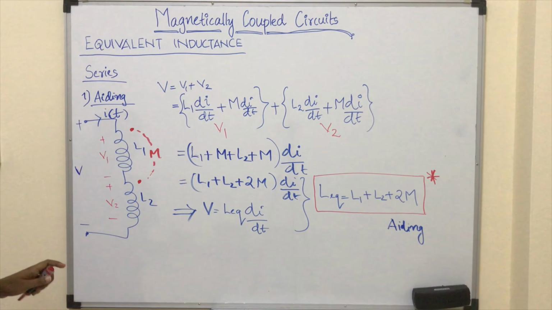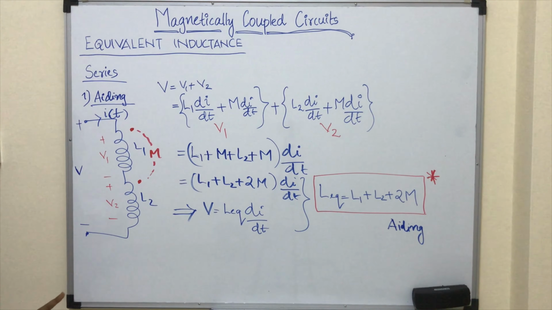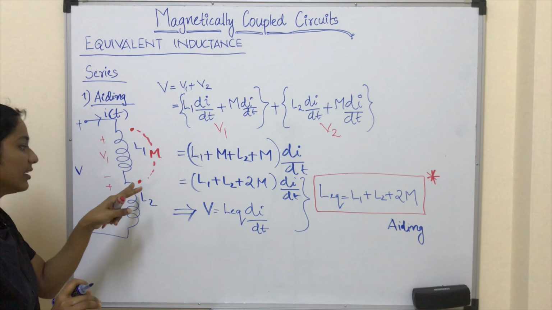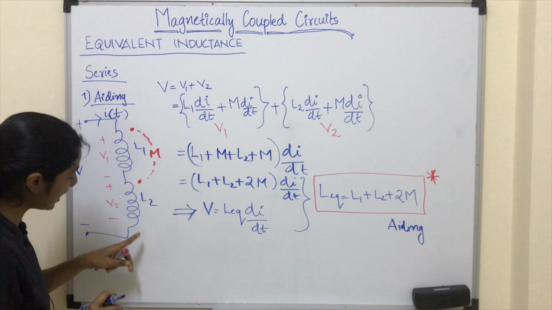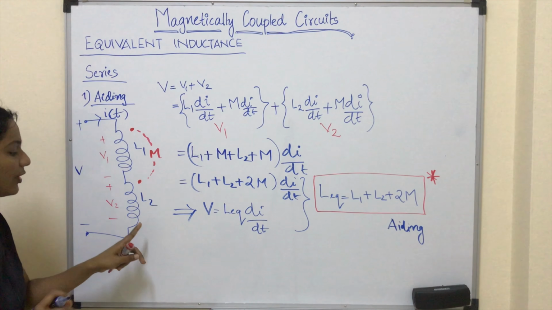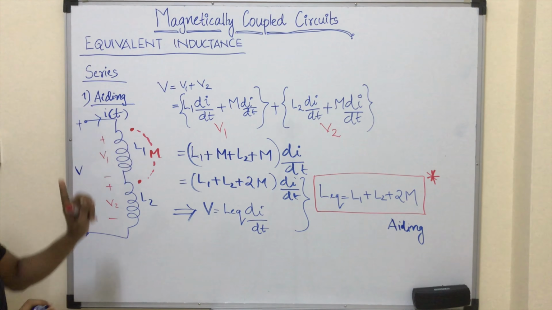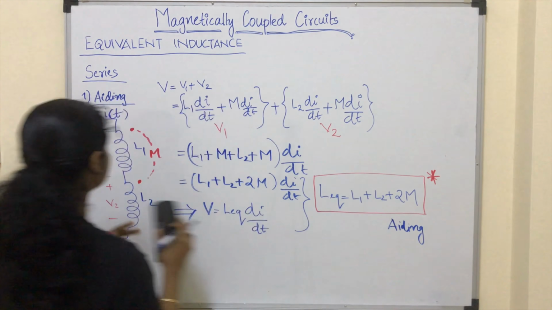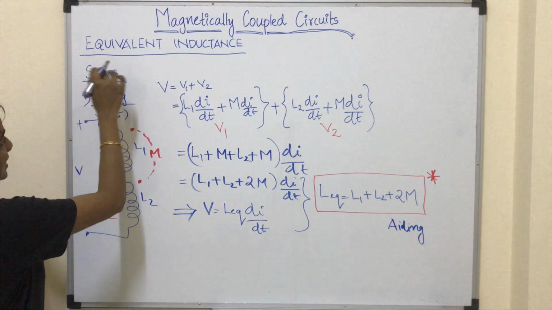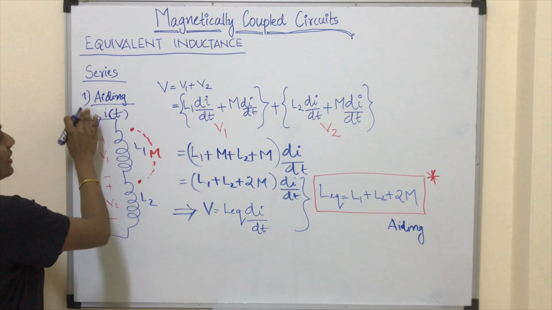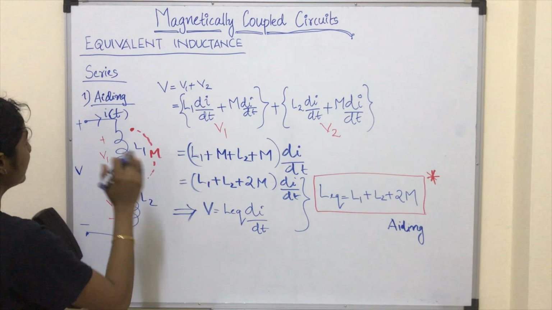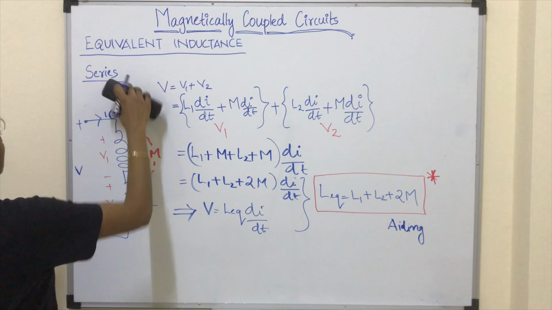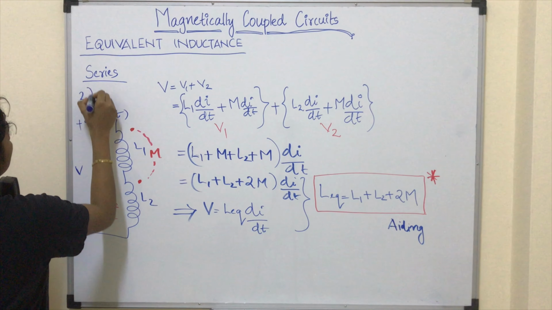So for opposing connection, the only difference is that here we remove the dot on this side and we put it on the leaving side of one coil and the entering side of the other coil. We can make some changes for opposing connection. That is, in series connection, the first part is aiding and the second is nothing but opposing connection. Here I am making some changes in it.